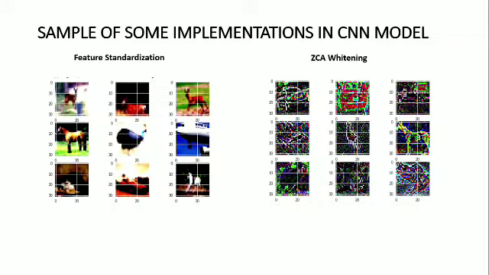Here you can see feature standardization. What is standardization? It's nothing but having, throughout the data, a mean of 0 and a standard deviation of 1. That is feature standardization. These are the 9 random images that we picked. And what is ZCA whitening? It's like taking an image and getting the important parts of the image highlighted. You can see this important part is highlighted here.